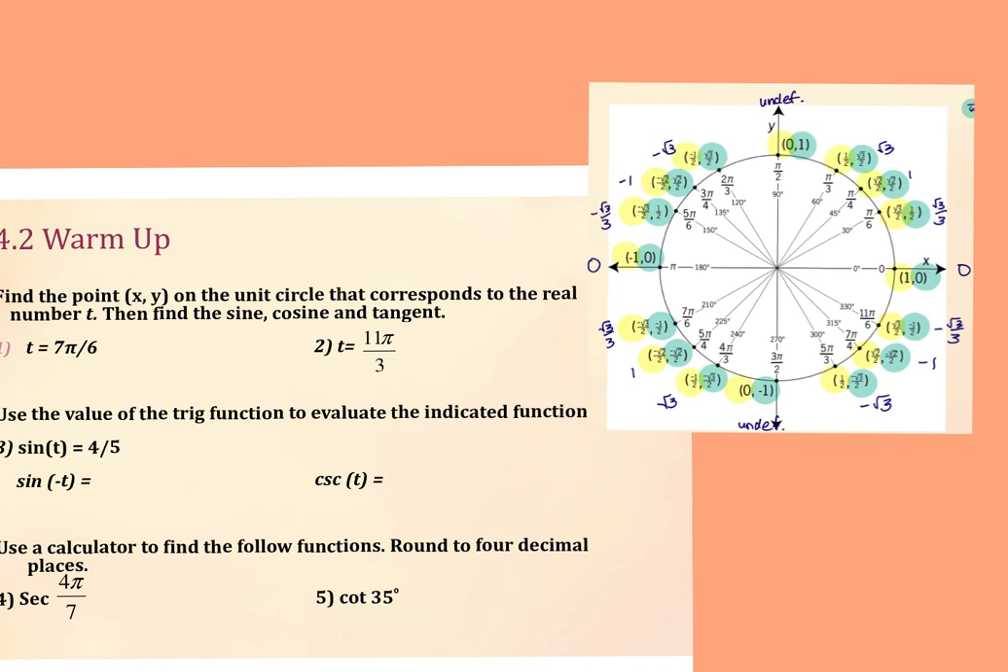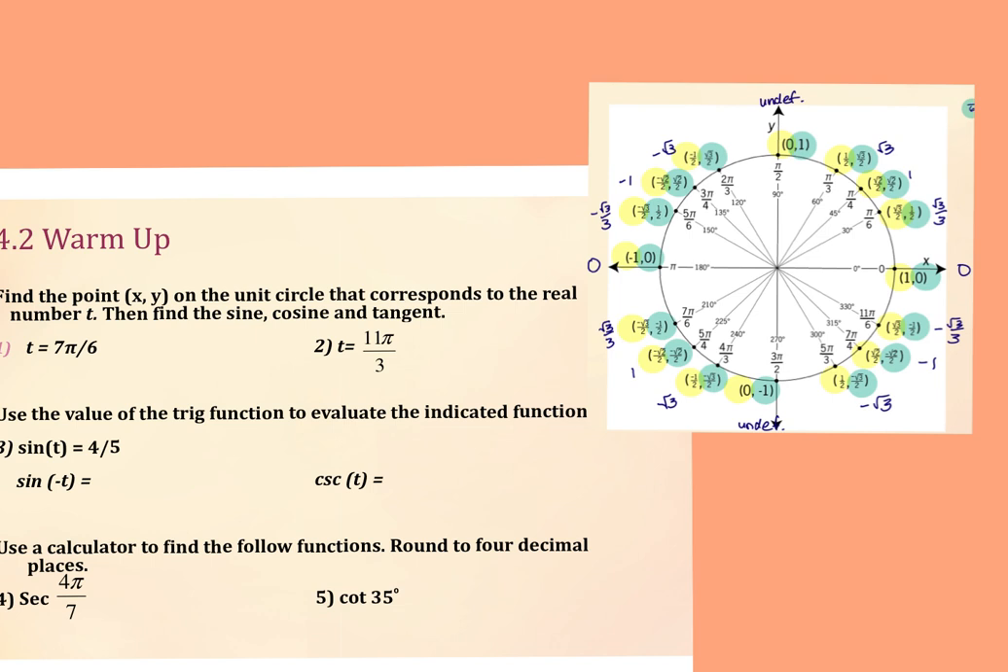Remember at the x-axis, they would be 0 because 0 divided by 1 is 0. On the y-axis, those tangents would be undefined because it'd be something divided by 0. And then every over 6 is root 3 over 3 because it takes 2 3s to make 6. Every over 3 is root 3 because it only takes 1 3 to make 3. And then every over 4 is 1 because the x and the y are the same.